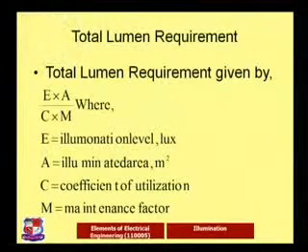Total lumen required depends on E multiplied by A, divided by C multiplied by M, where E is the illumination level, meaning what we are getting, and A is the area to be illuminated. C is the coefficient of utilization, or utilization factor, and M is the maintenance factor. So it is the illumination on the object multiplied by the area, divided by the utilization factor and the maintenance factor.